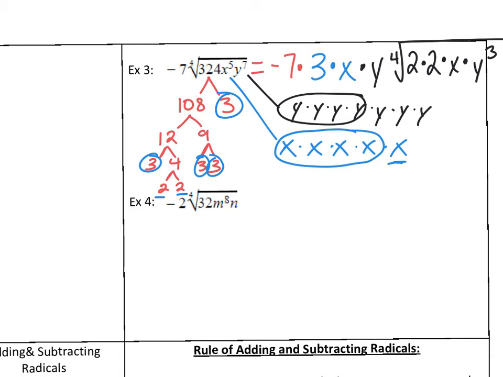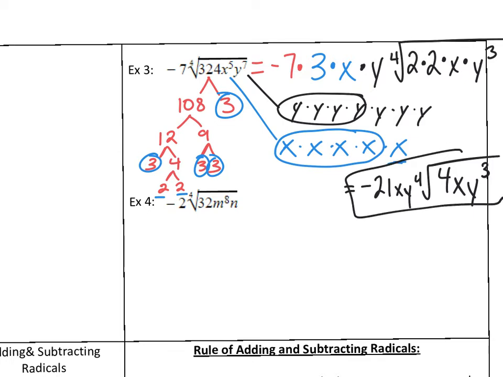Is that my simplest form for this answer? No. So I need to multiply what's outside and simplify that. And then I can also simplify the inside on this one. So negative 7 times 3 times x times y. What was that? Negative 21. Negative 21xy. Okay. Underneath my root, what do I got? 4xy cubed. Writing those numbers next to each other indicates I am multiplying, right? And that's my answer.